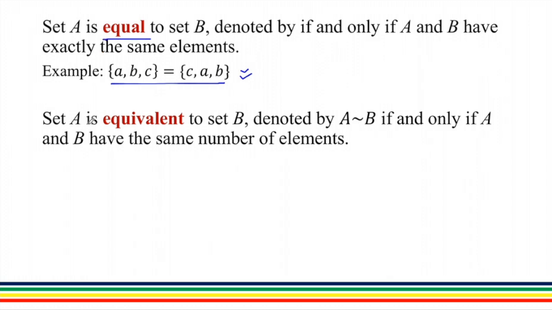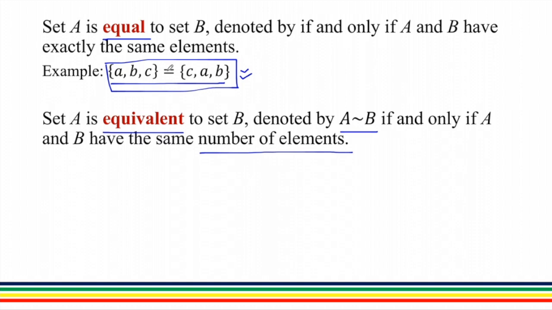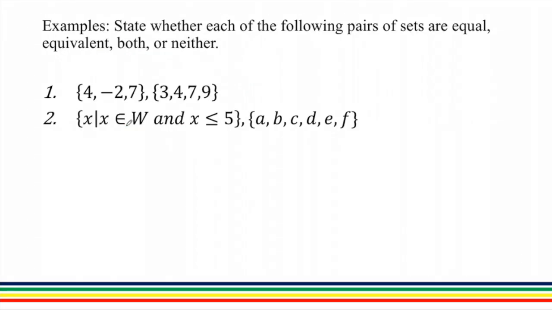Set A is equivalent to set B, denoted by this symbol, if and only if A and B have the same number of elements. So take note of the term: equivalent means they have the same number of elements. For this example, these sets are both equal and equivalent. So take note of the difference: equal means they have the same elements, and equivalent means they have the same number of elements.